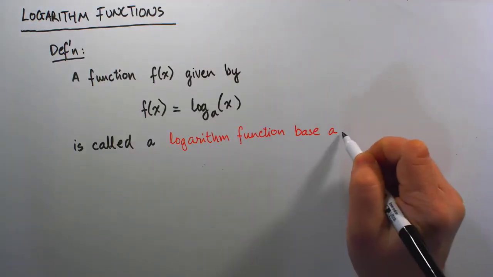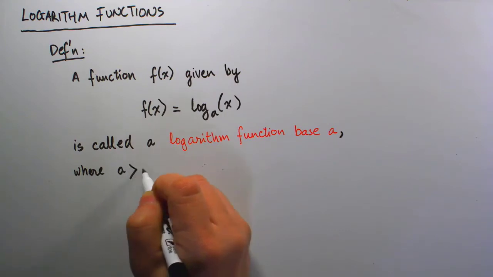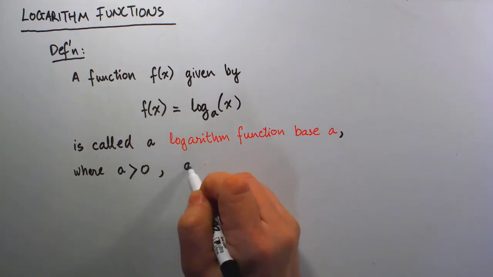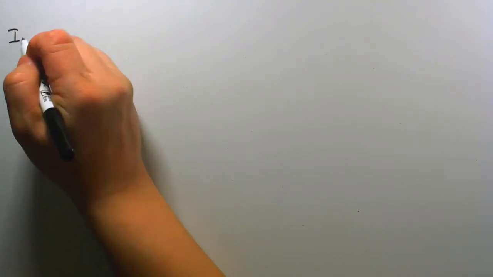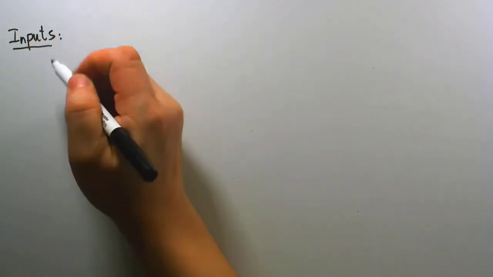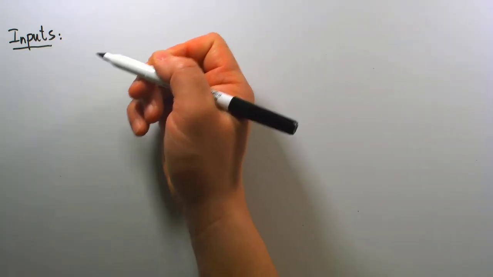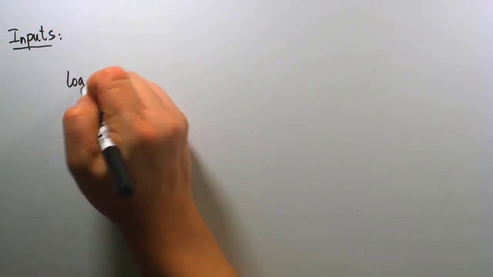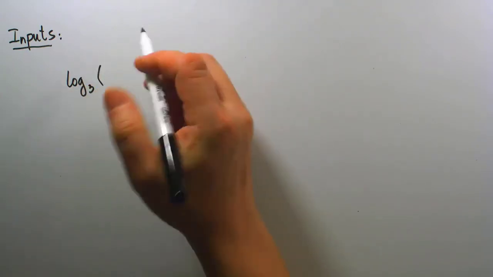And from here, base a is a positive value and we are only working with base a other than 1. And now let's look a little more into the inputs of a logarithm function. So now we know that a logarithm function is required to be on a positive base. So let's look right at base 3. How about that? For example, log base 3 of, so let's now look at the inputs.